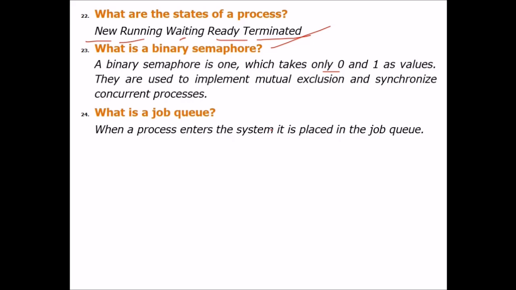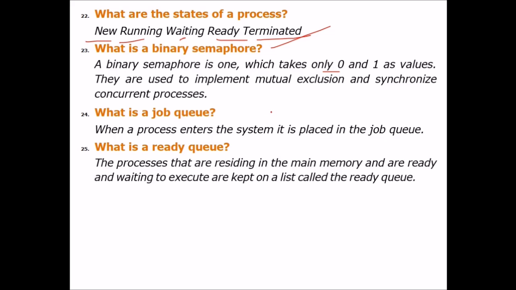What is a job queue? When a process enters a system, it is placed in a job queue. What is a ready queue? The processes that are residing in the main memory already and are ready and waiting to execute are kept on a list which is called a ready queue. So the step just ahead of being processed is the ready queue.